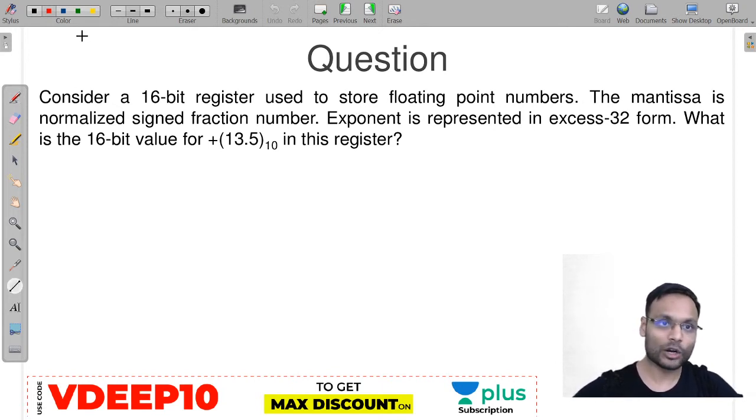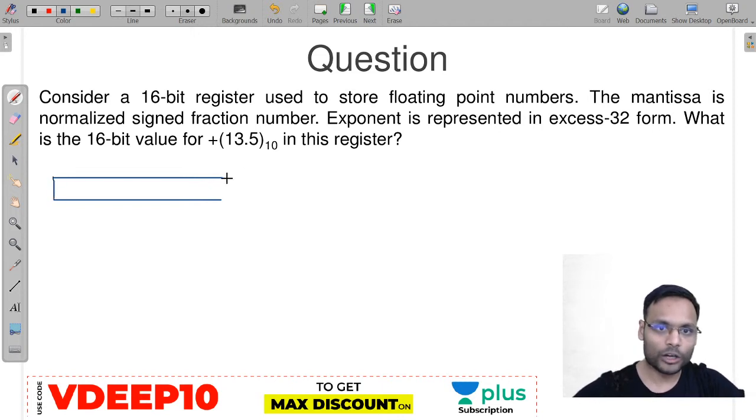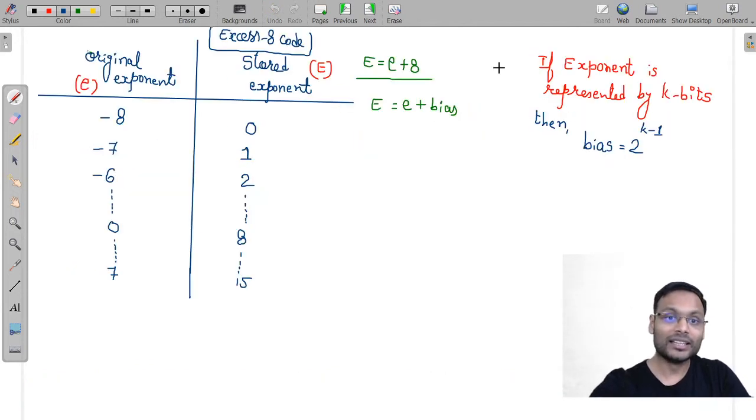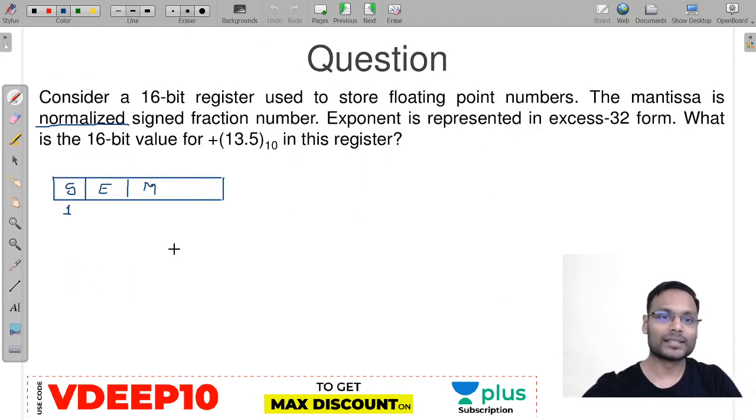So we have a register of how many bits? A 16-bit register. Here is the 16-bit register. Now, what should we do in that? We have three fields: S, E, and M. How many bits for sign? Always 1 bit. How many bits for exponent and mantissa? I don't know. The mantissa is a normalized signed fraction. It is only given that it is normalized, but not which type of normalization. If the type is not given, then which is the default one? Explicit normalization. So I will say by default it is explicit normalized.